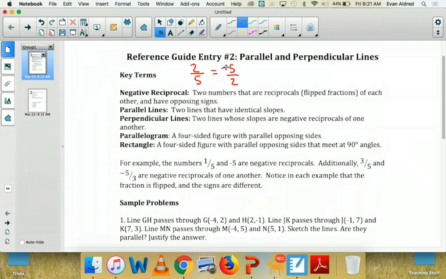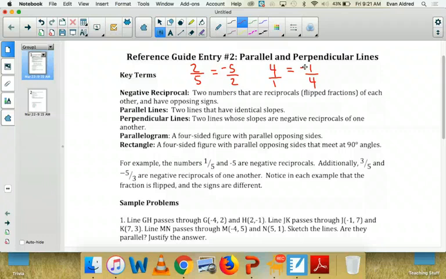Let's look at another example. Let's say we were looking at the number 4. Well, if we wanted the negative reciprocal of 4, we need to flip 4. Well, 4 typically isn't written as a fraction, but it can be expressed as 4 over 1. So when we flip that, we get 1 over 4. And again, we started with a positive value, so its negative reciprocal will be negative 1/4.